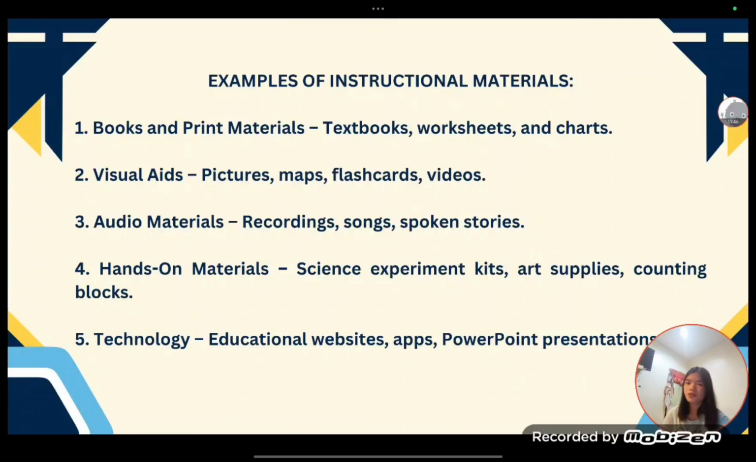Lastly is we have the technology. Of course, this is very rampant already in today's generation of education because this is just like murag sumpay na sa kinabuhi nato, no? But of course, it's also important that we stick also onto the traditional learning that naanda nato. These include the educational websites such as mga apps, PowerPoint presentations to make our class engaging and colorful at the same time.